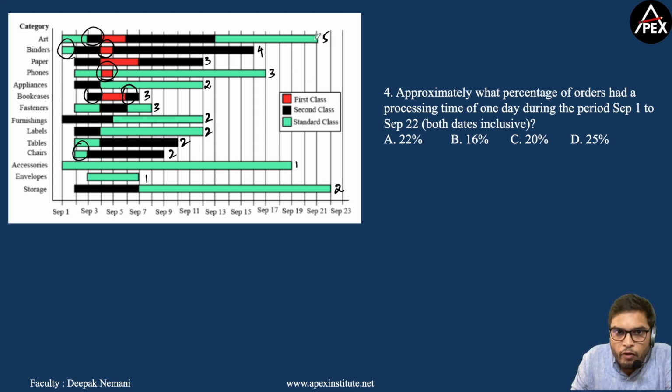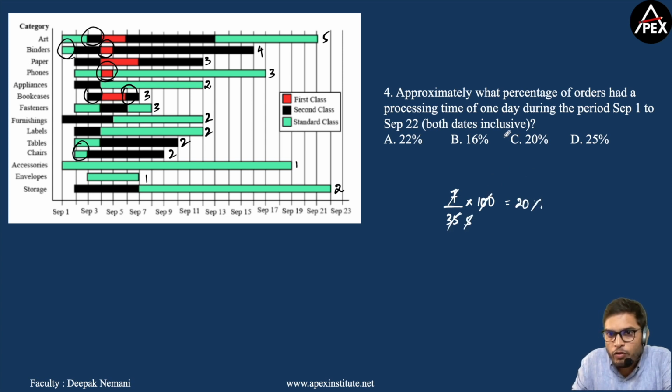So in total we have 5 plus 4, 9, 9 plus 6, 15, 15 plus 5, 20, 20 plus 10, 30, 30 plus 5, 35. So we have a total of 35 orders, out of which 1, 2, 3, 4, 5, 6, 7 orders had a processing time of only 1 day. So the percentage will be 7 by 35 into 100, which would be nothing but 20%.